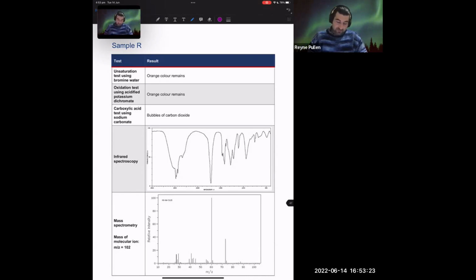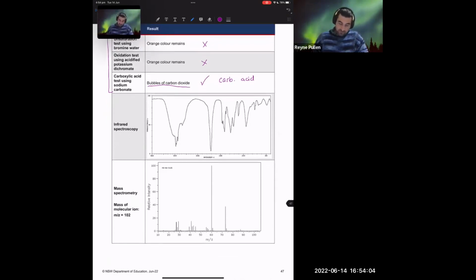Now, as I have done before, the first thing I'm going to do is look at these tests. The tests are a really good way to rule out or narrow down what we're looking for. Straight off the bat, we can see that there is no unsaturation. There's no reaction with bromine. There's been nothing oxidized. We don't see any reaction by adding acidified potassium dichromate. But we do see bubbles of carbon dioxide when we test for a carboxylic acid using sodium carbonate. That tells us that there must be a carboxylic acid present. This is great news. It helps to narrow things down really quickly.